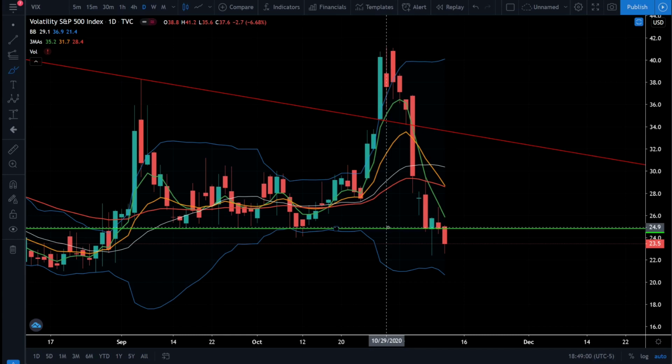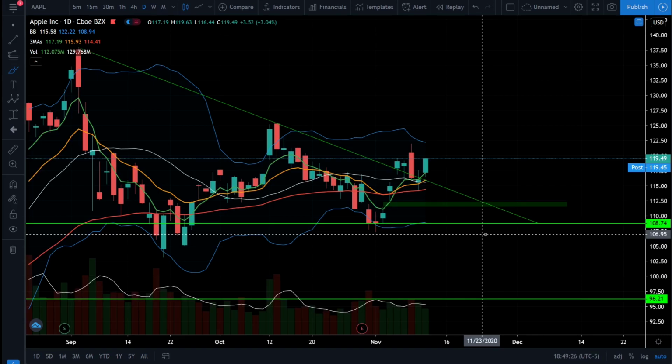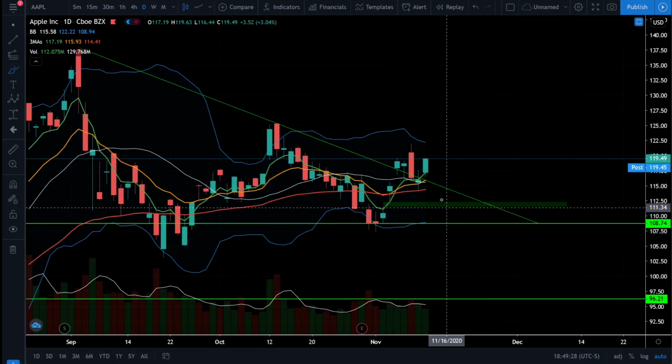So fear is definitely leaving this market, but that doesn't mean we can't see a bounce in volatility and a short-term pullback. So while this is good news for the stock market bulls, there's still a little bit of risk at these price targets, and we're likely going to see that dip soon on the S&P 500 and the Dow Jones.